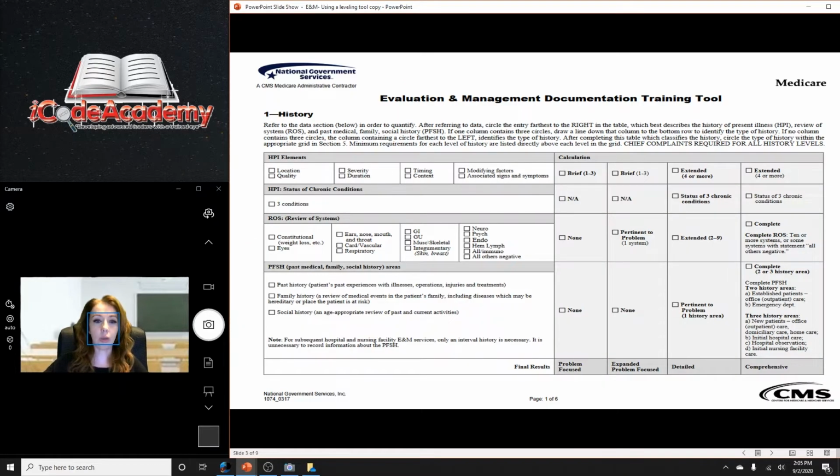So here you can see what the first page looks like. It is a total of 6 pages long. Again, we want to make sure that we are addressing and utilizing the tool that is recognized by not only NGS, but Medicare as well as CMS. And the very first page here is going to address the entire history of the evaluation and management coding. So when you're going through here as a coder, you can see that we can appropriately mark off and count for not only HPI, but our review of systems as well as past family, social, and medical history.